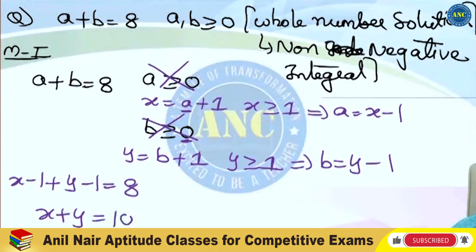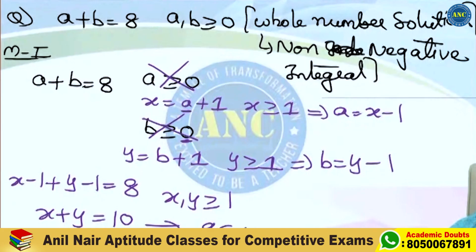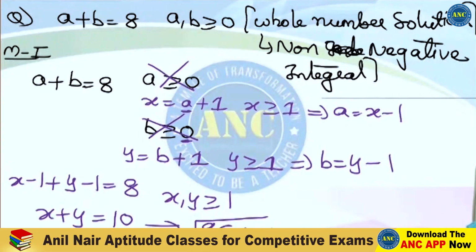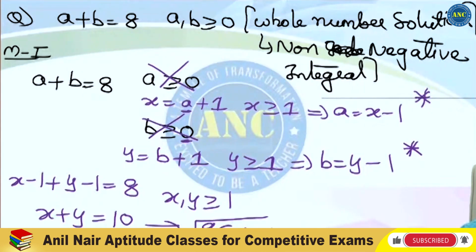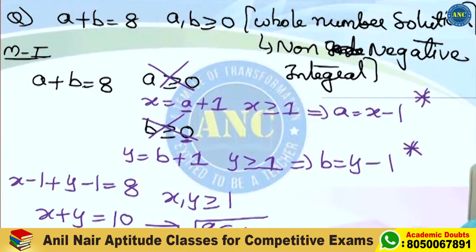x plus y is 10, with x and y starting from 1. So what will be the answer? The answer is 9C1. You don't need to do this entire method 1. I will tell a shortcut: directly you will say it is 9C1. This is for your understanding of how I am converting the domain of variables from starting at 0 to starting at 1. x is a plus 1, y is b plus 1, a is x minus 1, b is y minus 1. x plus y is 10, answer is 9C1.